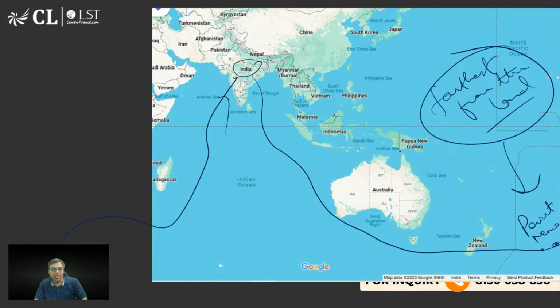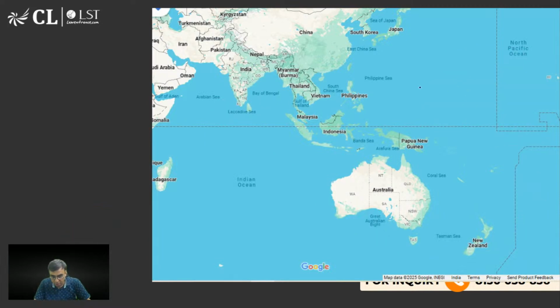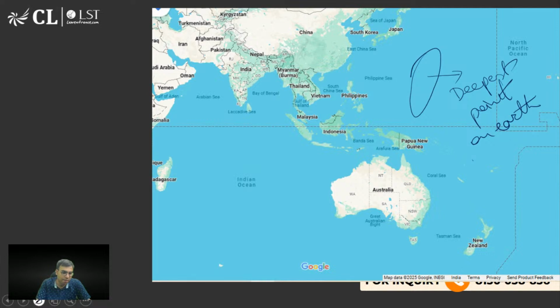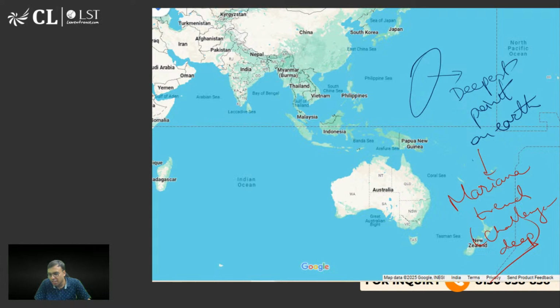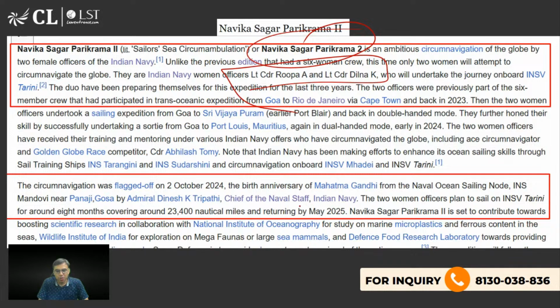Okay. Somewhere near here, a little above it, you will find the deepest point on earth. What is that called? Mariana Trench. Yes, Challenger Deep will be written there. Mariana Trench, very good. And that deep is called Challenger Deep. If Challenger Deep is written, you can understand that also. Yes, Priyanshi Dharani was right. So that is what you should know.